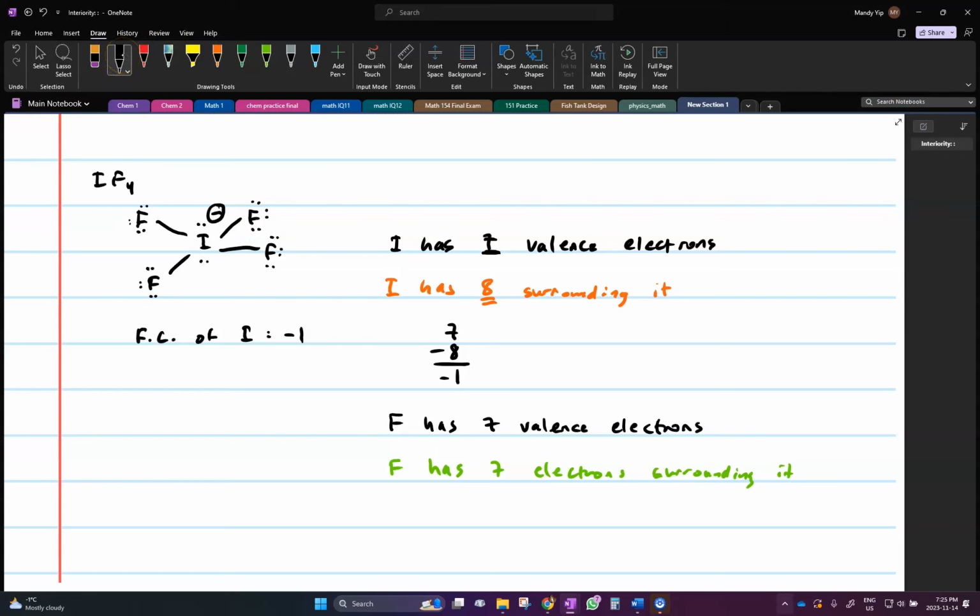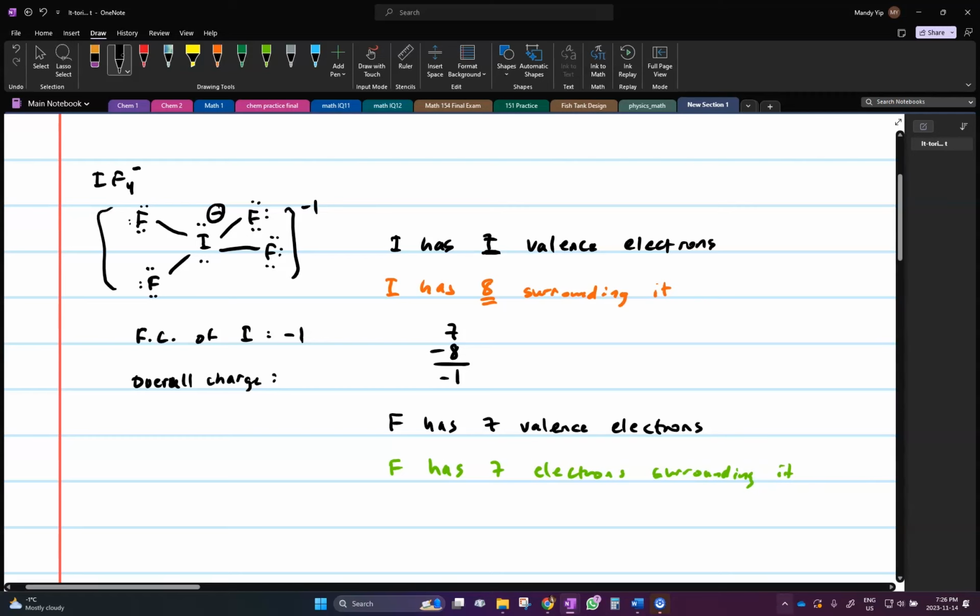And so overall charge is just the sum of the formal charge of all of the atoms. And so since all of the fluorines are identical, they all have a formal charge of 0. That means the total overall charge is -1.